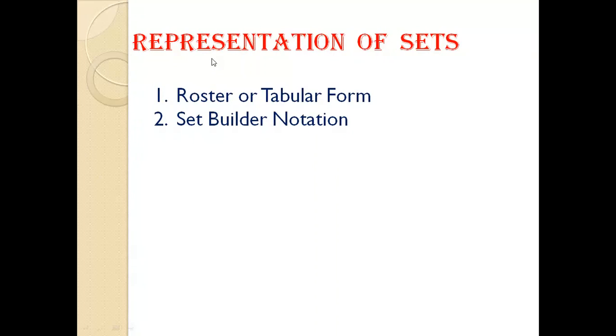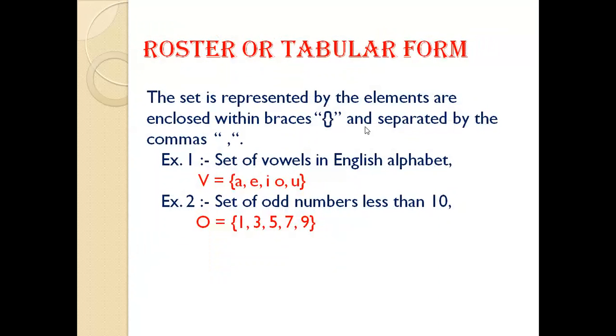Now we see representation of sets. There are two ways to represent our sets. First, roster, which we also call tabular form, and second is set builder notation form. First we see roster or tabular form. In this form, a set is represented by the elements enclosed in brackets and separated by commas.